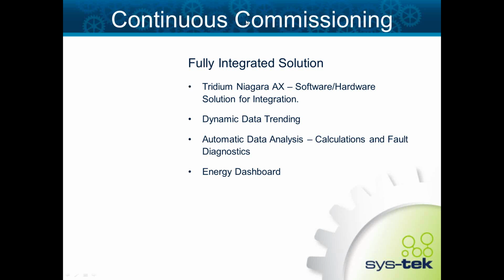And the next subset of the software suite is what we call continuous commissioning. Under the continuous commissioning, this is a solution that utilizes both software and hardware to integrate in building automation systems and then analyze the information that is gathered from those systems.